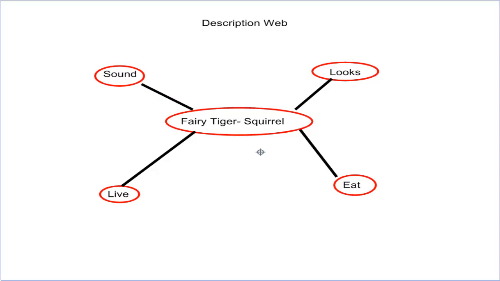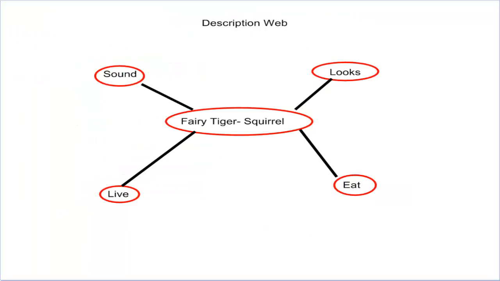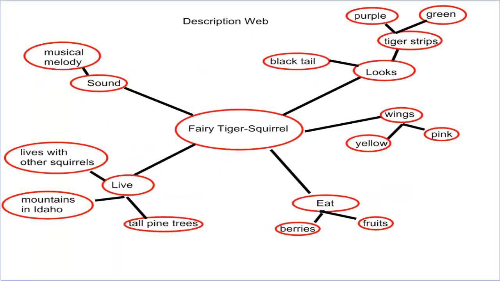Looks, what do they eat? What does it sound like? Where does it live? If I go back to my prompt, I can see, what do I call it? Once it has its name, I'm going to decide where it lives, what it will eat, and what it sounds like. So these are some of the things I'm using to describe my fairy tiger squirrel.